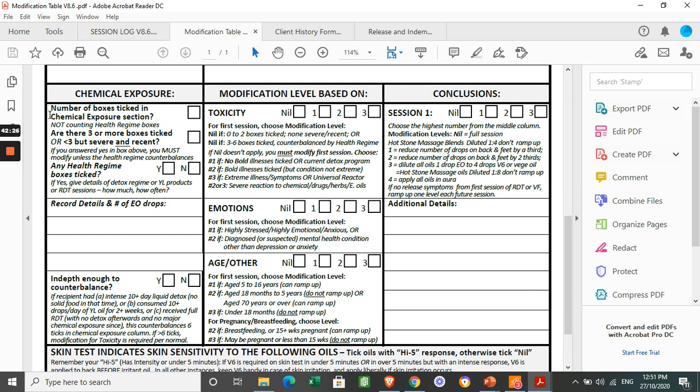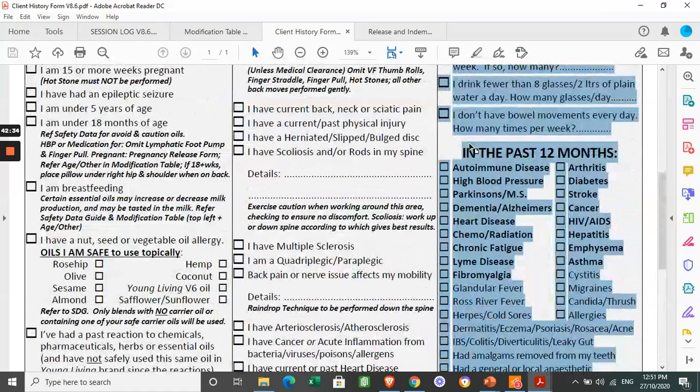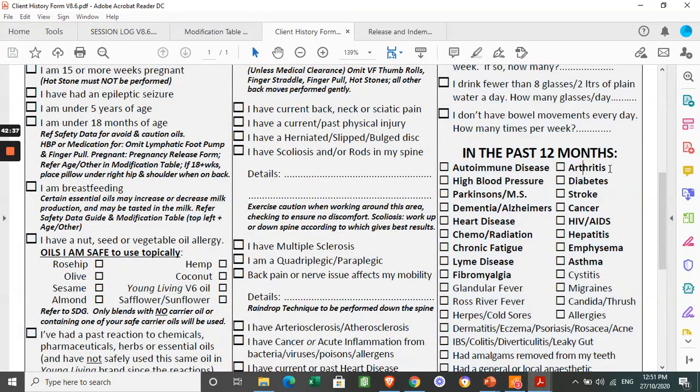Now, let's say this person had 3 boxes ticked and arthritis was one of them. Let's come back over here for a second. Let's say that arthritis was 1. So that's a bold illness. Can you see it's darker than these other ones that are listed down below? And let's say Amanda Jones, that's the name that I like to use, drinks fewer than 8 glasses or 2 litres of plain water a day and doesn't have bowel movements every day. She may only have sort of 3 to 5 a week. All right, now that's quite common for a lot of people. Over here, she's still only got, so they're her 3 ticks.